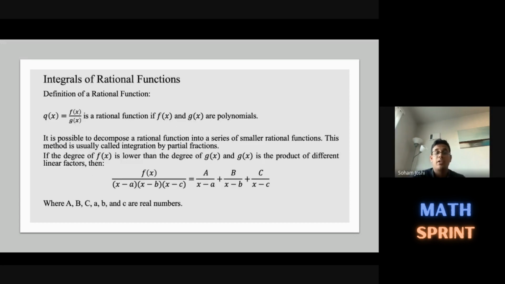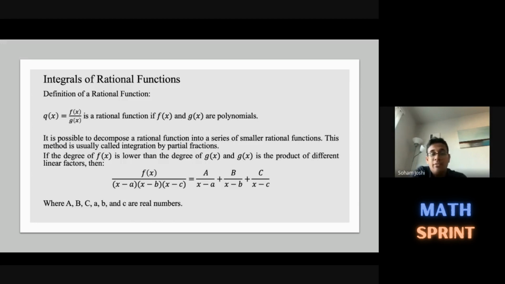Okay, so integration of rational functions. You should know a little about rational functions. They're essentially functions of the form f of x over g of x, where f and g are both polynomials which can be divided by each other. It's possible to decompose a rational function into a series of smaller rational functions. This method is usually called integration by partial fractions.